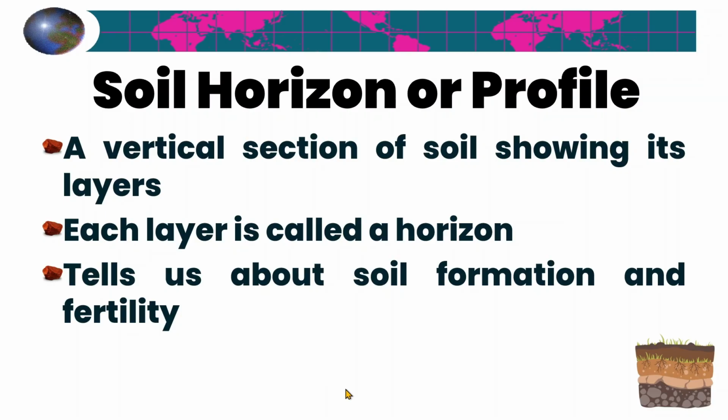So when we talk about soil horizon, we mean a vertical section that shows its layers. Each of these layers is called a horizon. By studying them, scientists can tell how the soil was formed and how fertile it is. In short, horizons or profiles reveal the story of the soil beneath us. Let's take a closer look at these horizons, one layer at a time.